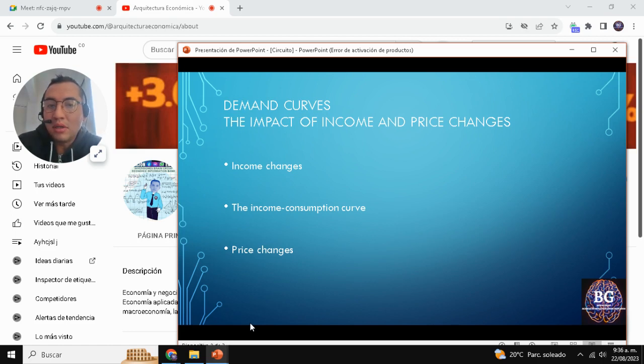The income consumption curve. The income consumption curve of a consumer traces the path of optimal bundles as income varies. The curve that shows this relationship is called the Engel curve. The slope of the income consumption curve indicates the sign of the income elasticity of demand.